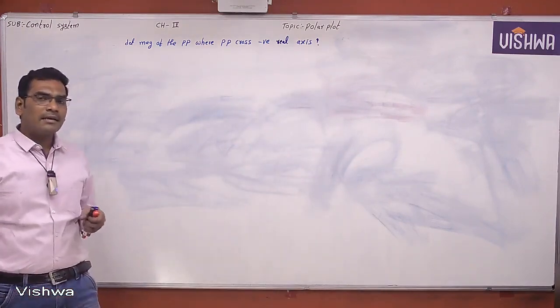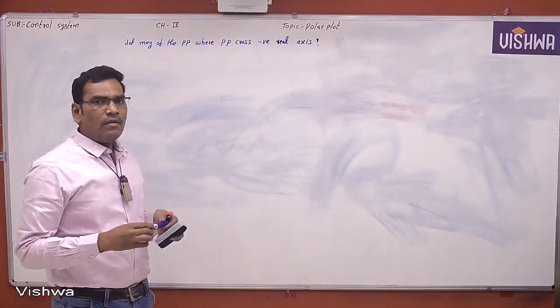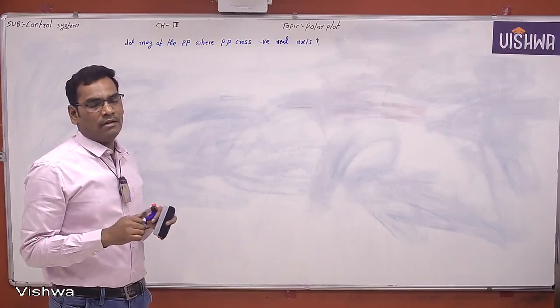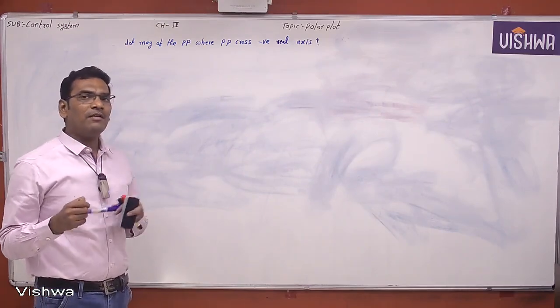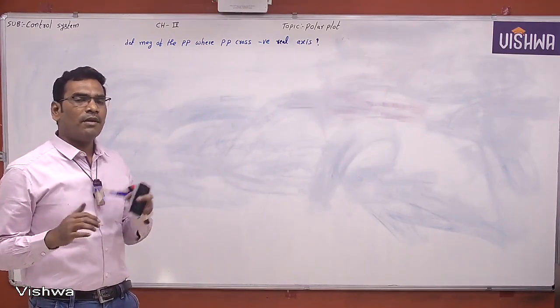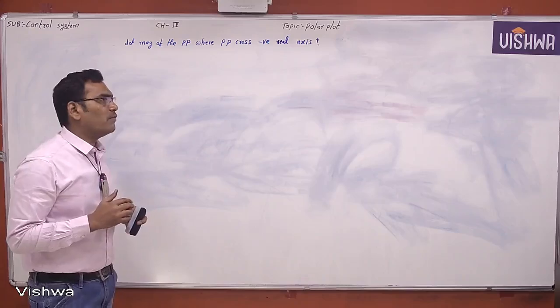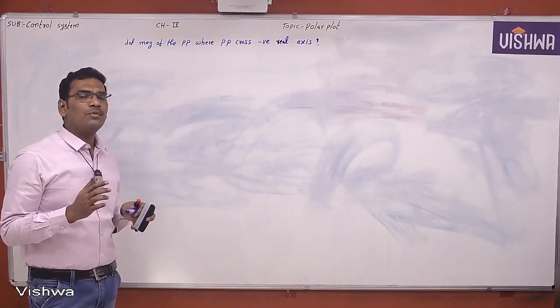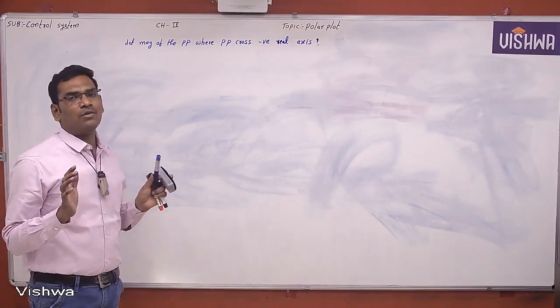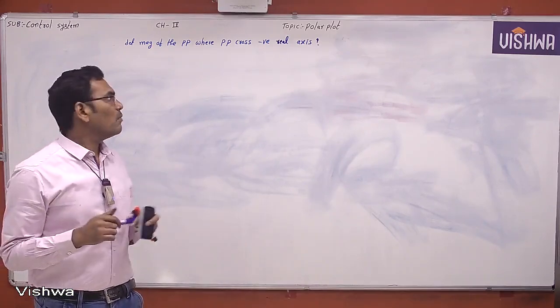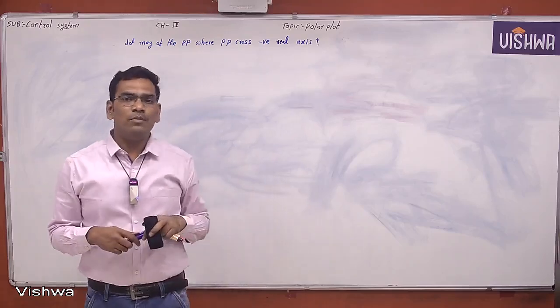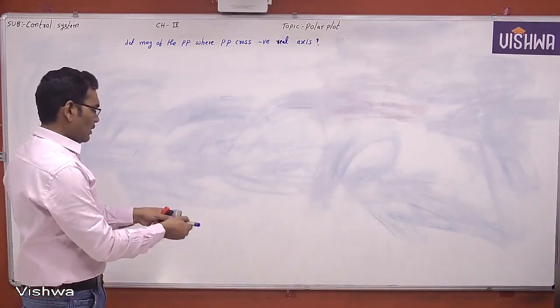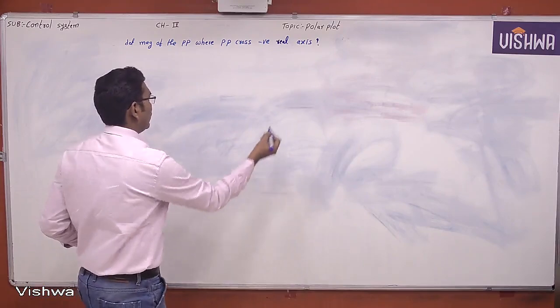Now this is another kind of problem which is very important. I want to find the stability of the closed loop control system from the polar plot, because the polar plot is the frequency response of the open loop transfer function. Let us take one example so that you can easily understand.